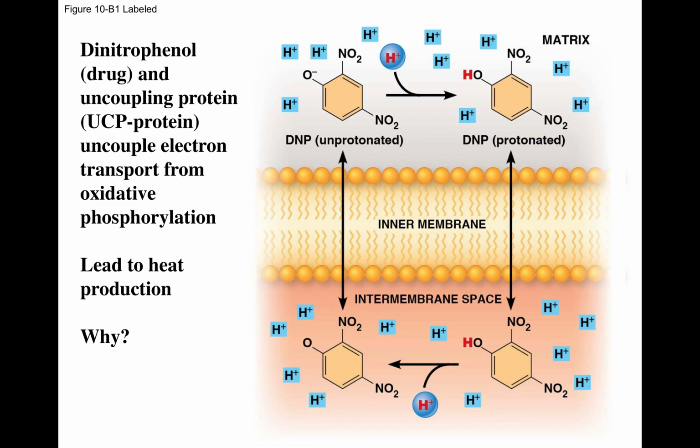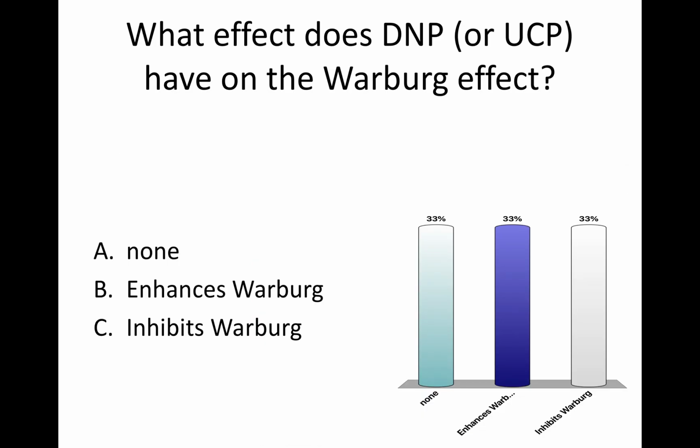you're destroying the gradient. You're making a gradient and destroying it with this drug. Then that energy is just dissipated and not captured in the potential energy of ATP. And when energy is dissipated, it's dissipated as heat. So there's another protein called uncoupling protein, which is natural. It's not a drug. And we'll talk about that in another slide.